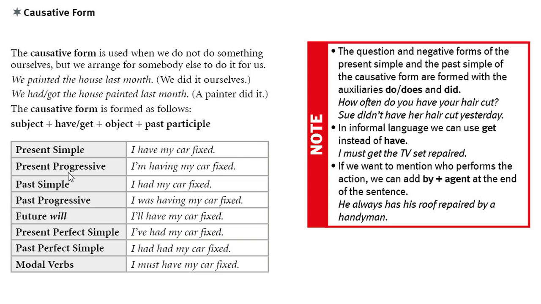الصيغة السببية في المضارع المستمر I'm having my car fixed. الماضي البسيط I had my car fixed. الماضي المستمر I was having my car fixed. المستقبل باستخدام will I'll have my car fixed. المضارع التام البسيط I've had my car fixed. الماضي التام البسيط I had my car fixed. Modal verbs استخدام الموديل I must have my car fixed.